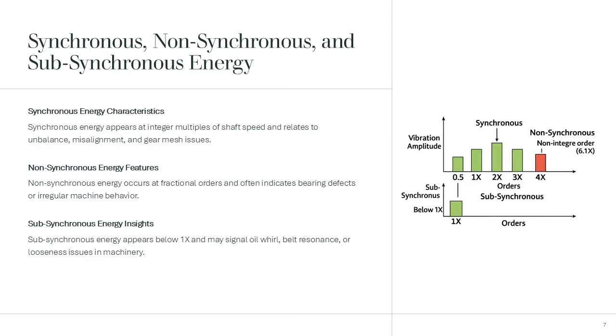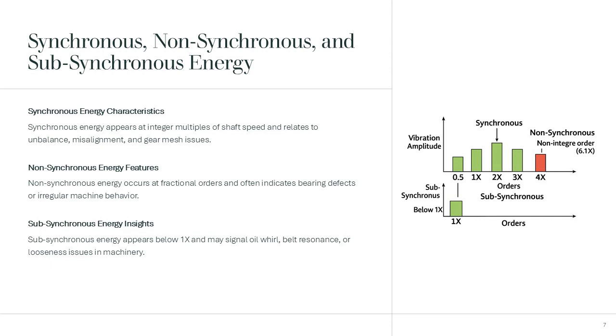Spectral energy can be categorized into 3 main types based on its relationship to shaft speed: synchronous, non-synchronous, and subsynchronous. Synchronous energy consists of peaks at integer orders, such as 1x or 1 order, 2x or 2 orders, and 3x or 3 orders, and is typically associated with phenomena like unbalance, misalignment, and gear mesh frequencies.